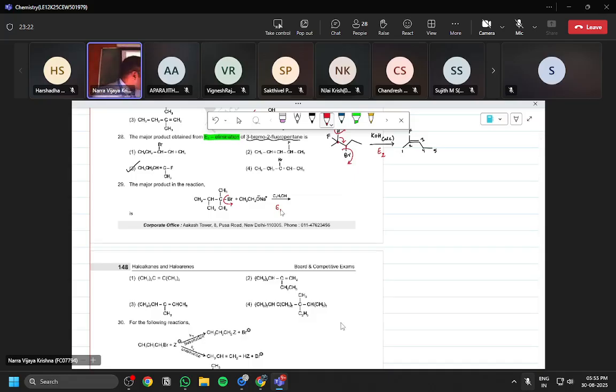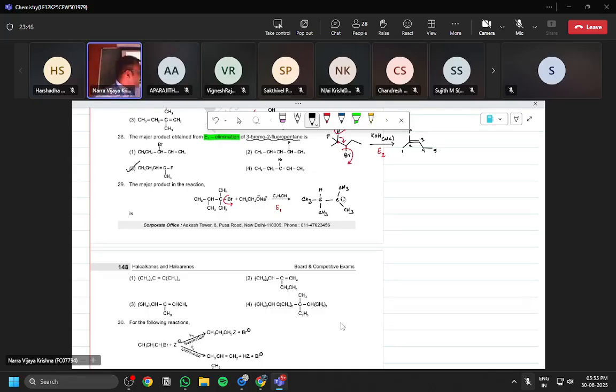A good base is there, and a good leaving group is also there. So you will get a carbocation. So what is that carbocation? CH3, CH, CH3, bond, C, CH3, CH3 plus. A tertiary carbocation, right? Correct or not?